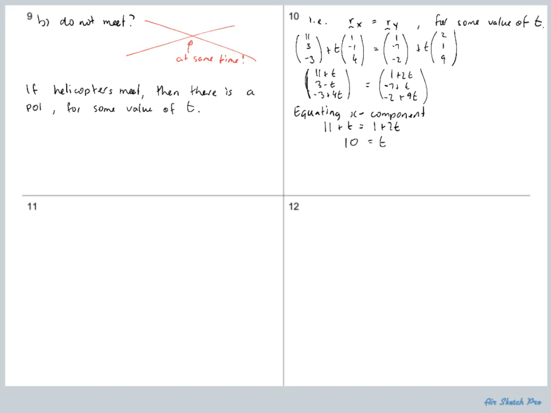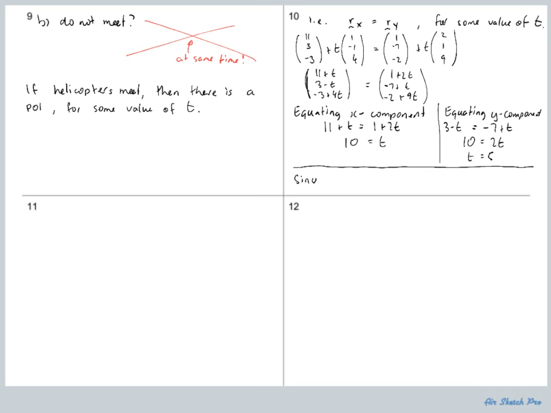Now, if I equate the y component, I get 3 minus t equals negative 7 plus t. Now, if I add 7 to both sides, I get 10. And if I add t to both sides, I get 2t. And therefore, I get t is equal to 5. Okay, so what does that mean? That means that if the two vectors were equal, I would have different values for t for the x and y component. Okay, that's all I need to say.